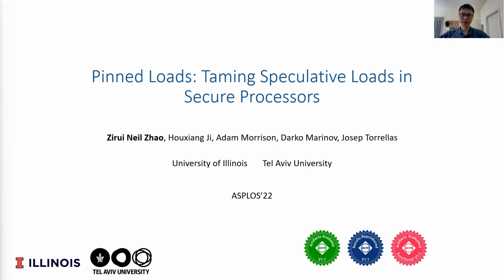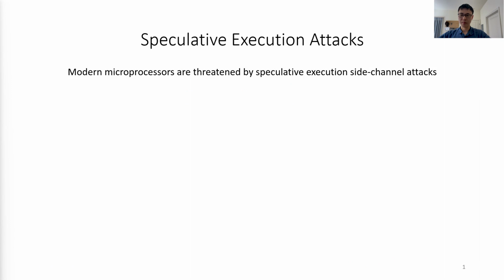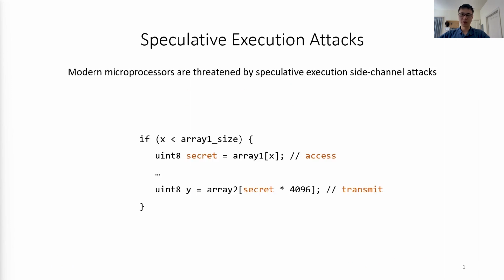Today I'm going to present Pinned Loads: Taming Speculative Loads in Secure Processors. Modern processors are threatened by speculative execution attacks. Consider the following Spectre v1 example. The code snippet has two memory accesses, guarded by a bound check.